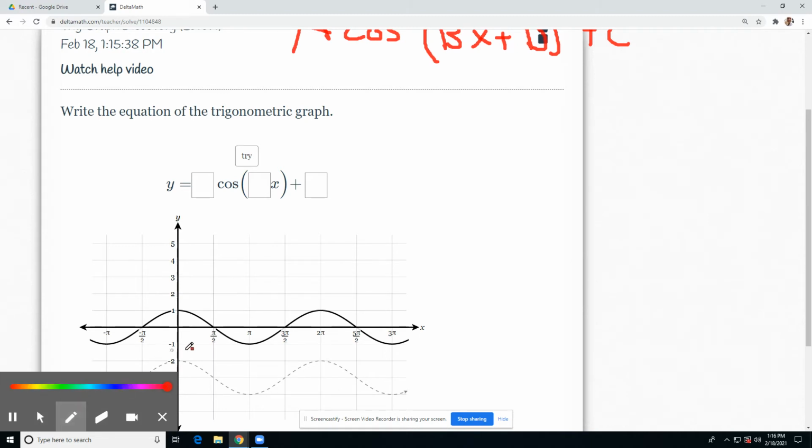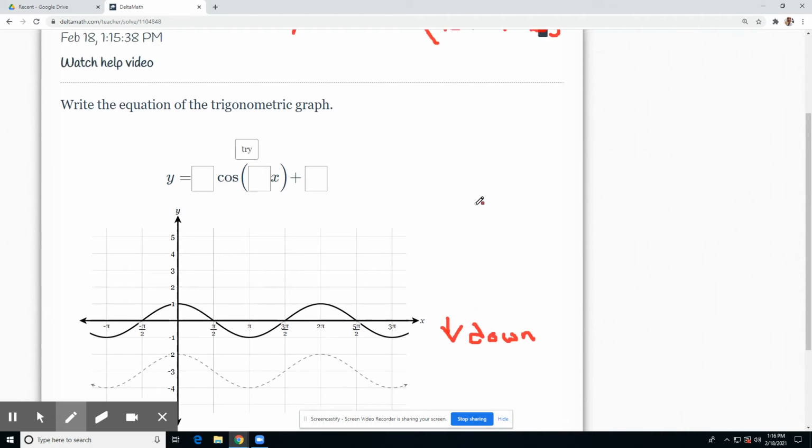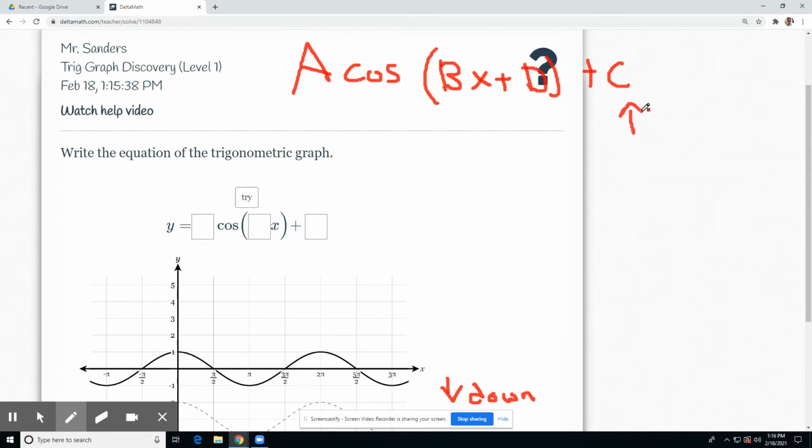All right, and it looks like what happened is it moved down, right? So what affects things that go down? That would be your midline. Midline is also a y phase shift. So it moved up and down on the y-axis, basically.